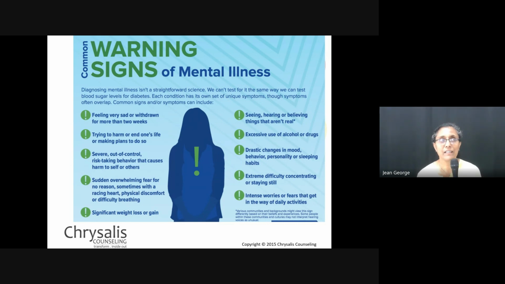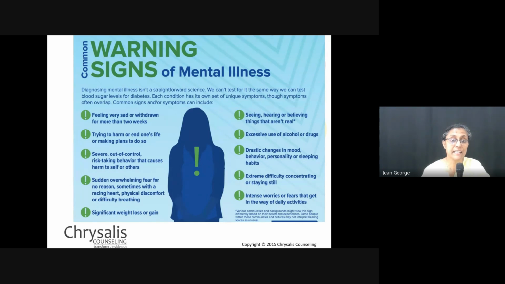So we should have our eyes and ears open to look out for people. I'm not saying look out for the whole world. Look out for people who are near you, people you sit in class with, people you're working with, people in your own family. Keep engaged with them to see if someone's going through something, because you could be the one who supports and helps them through that difficult time. Trying to harm or end one's life, or making plans to do so. If they're saying, I just want to die, life is not worth living, I wish I was dead, these are warning signs that they may be going through a mental health problem.